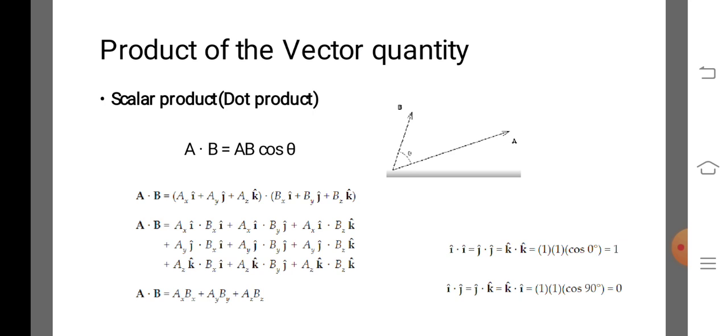Different vectors have an angle of 90 degrees. So we can replace theta equal to 90 in cos, and we get 0. So I am saying same vectors give 1, different vectors give 0. That means i dot i equals 1, j vector dot j vector equals 1, k vector dot k vector equals 1, and i vector dot j vector equals j vector dot k vector equals k vector dot i vector equals 0.